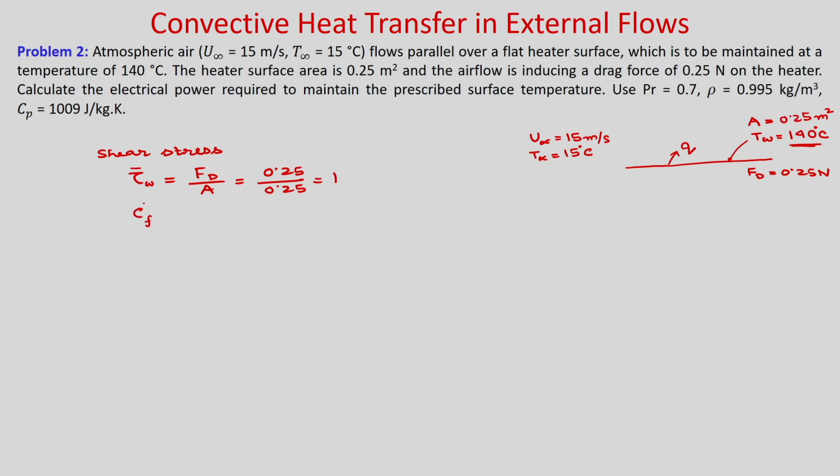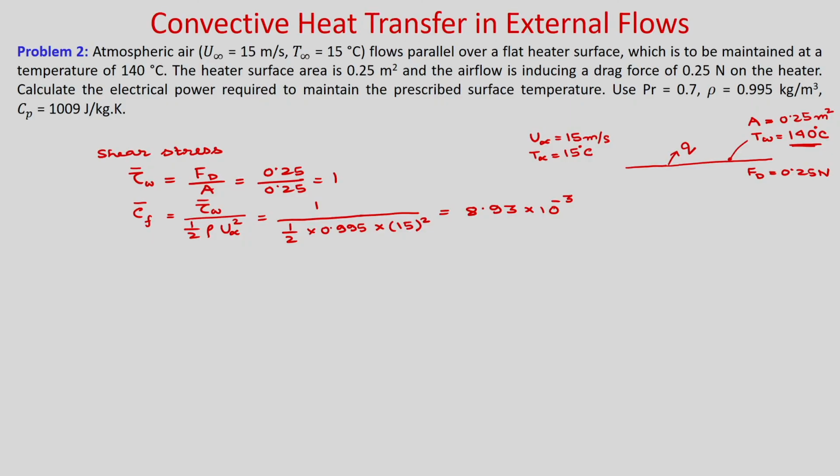Similarly, the coefficient of drag, Cf, you can write as tau w divided by half rho u infinity square. It is due to shear, and tau w is 1 divided by half, density is given as 0.995, into u infinity square, where u infinity is 15 square. If you calculate it, you will get 8.93 into 10 to the power minus 3. So now you know Cf.